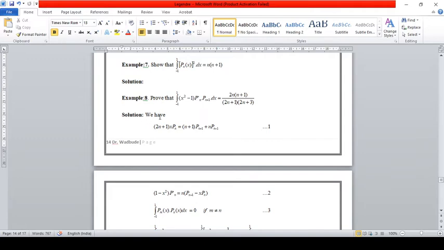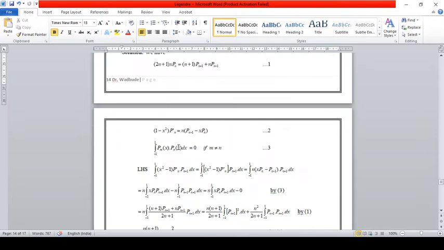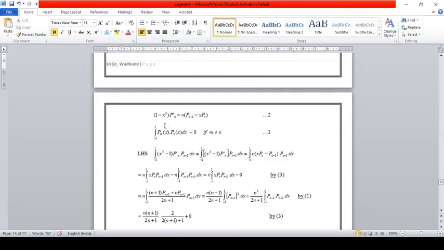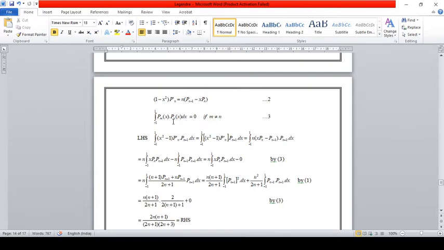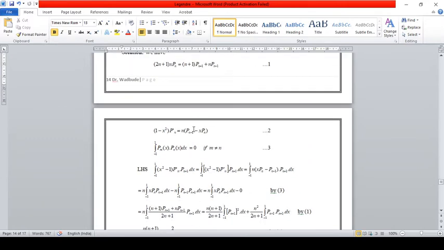Now the solution. We have the first recurrence formula: 2n plus 1 x Pn is equal to (n plus 1) Pn plus 1 plus n Pn minus 1. This is the first recurrence formula. Next recurrence formula: 1 minus x square P dash n is equal to n Pn minus 1 minus n x Pn, and we have the condition integration from minus 1 to 1 of Pn is equal to 0 if n does not equal 0. So we have three formulas here.